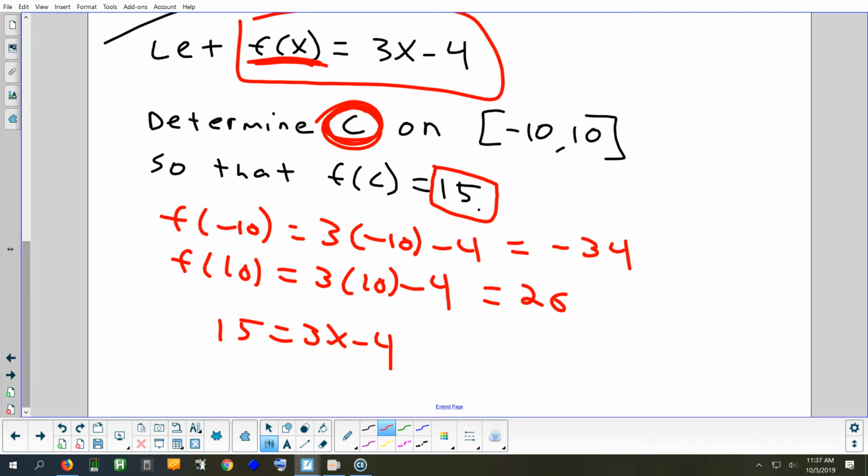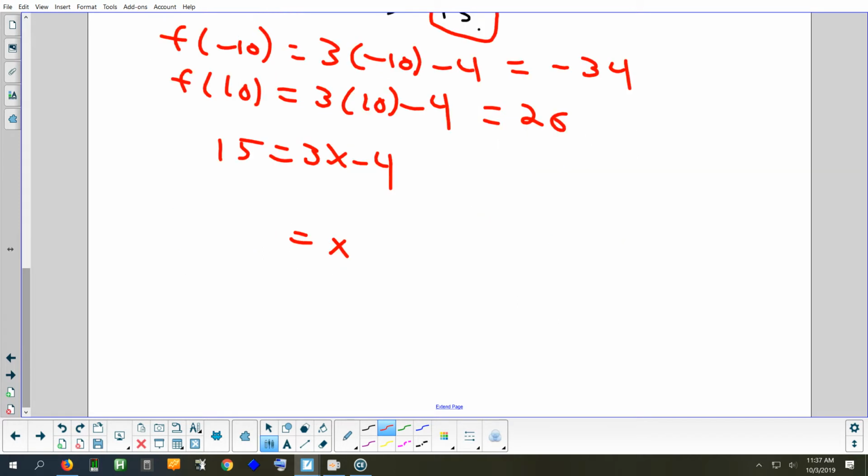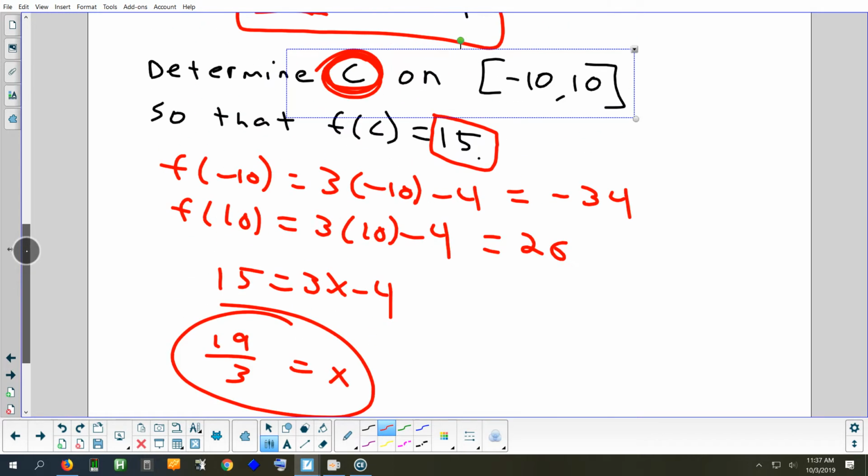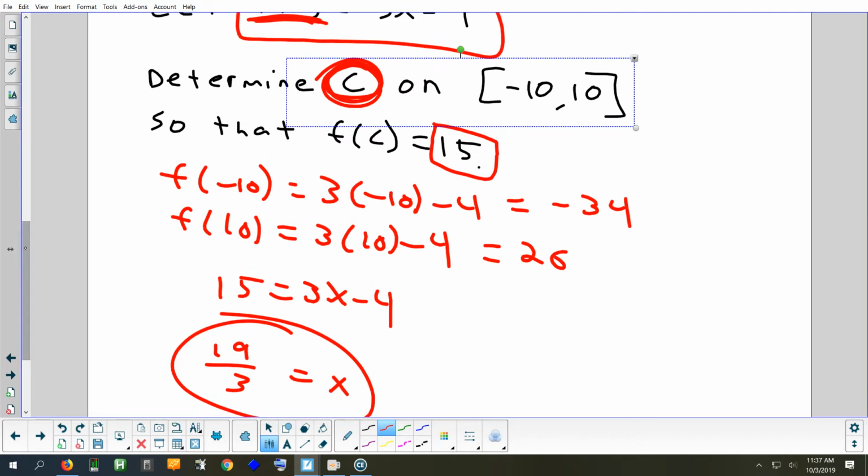And it will be between negative 10 and 10. We already figured that out. That answers the question. So we're going to get 19 thirds. Which, if you take 19 divided by 3, that's what, 6 and a third? Yeah, 6 and 1/3, and that is between negative 10 and 10. So we found the number that you had to plug in.